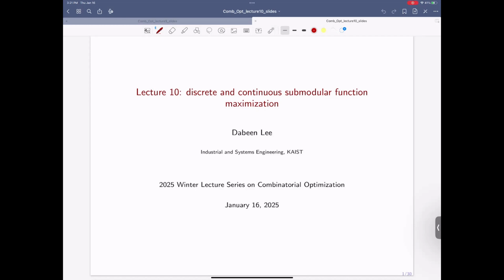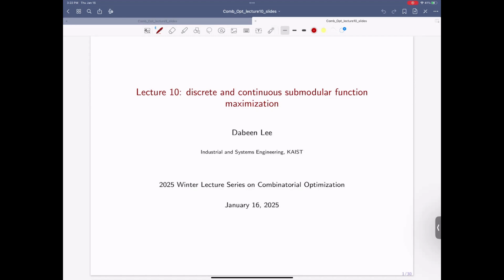Okay, so the last topic of today is about maximizing a submodular function. The discrete case, the set function case, dates back to the 1970s. It's an old problem, although there are so many applications in many areas. Lots of problems involving discrete quantities, even in machine learning, are modeled as a submodular set function maximization and solved with a simple greedy algorithm.